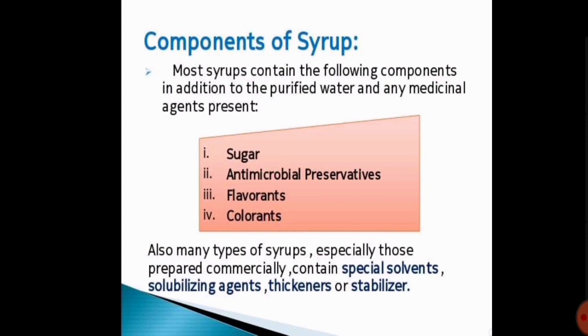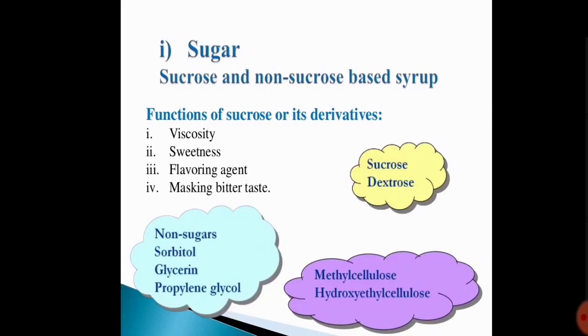Then we have components of syrup. Most syrups contain the following components. Most of the time we have sugar in the form of sucrose, or sorbitol, polyethylene glycol, maple, whatever it is, but it is a sugar or any sweetening agent. Nutrasweet can also be used. Then we have antimicrobial preservatives, flavorants, and colorants. Many types of syrups also contain thickening agents, stabilizers, and solubilizing agents.